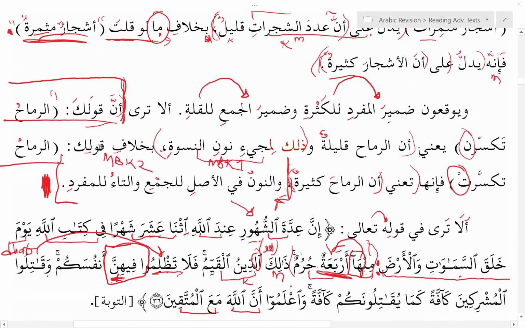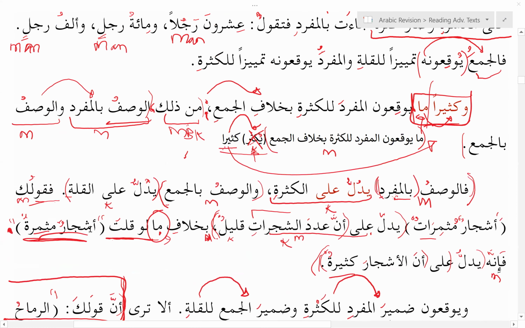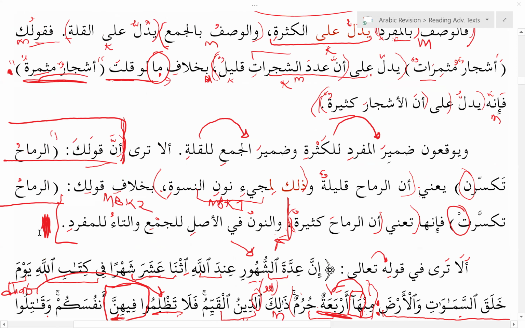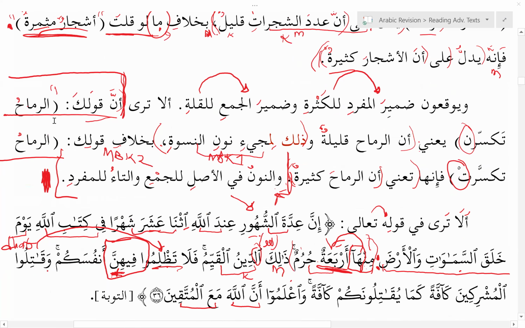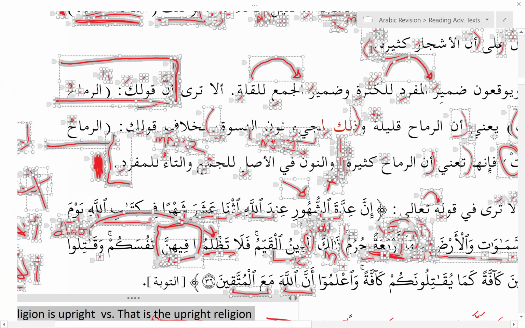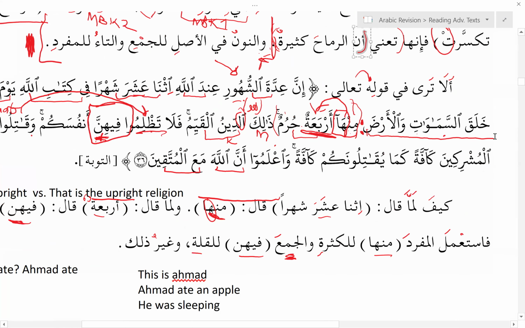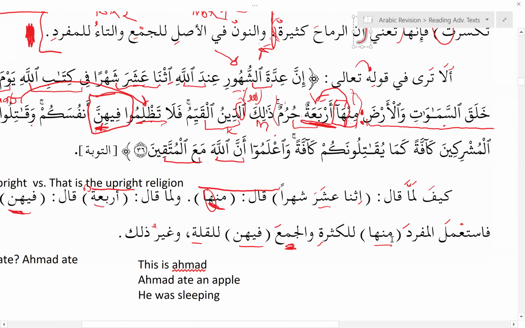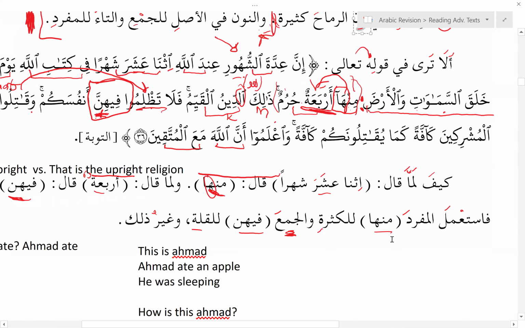الرماح تكسرنا versus, no, sorry, not here, but أشجار مثمرات versus أشجار مثمرة, where the sifa is used in that sense. And then yesterday we looked at how plurals are used also in that sense, where he gave us the example of الرماح تكسرنا by using the hunna version versus الرماح تكسرت using the here version. In the here version, it means more. In the hunna version, it means less. So that's where we were, and he had explained that concept.